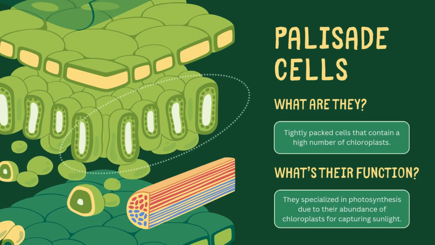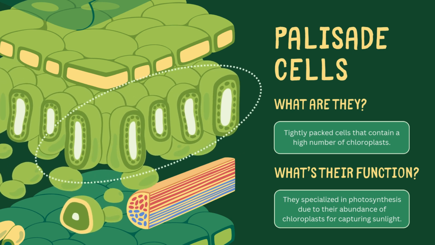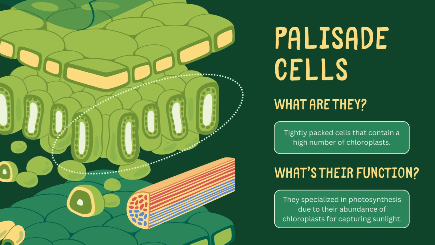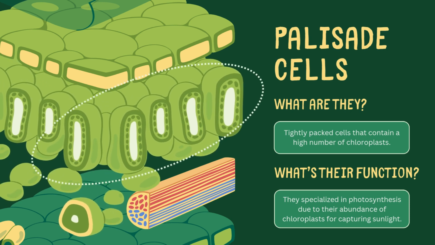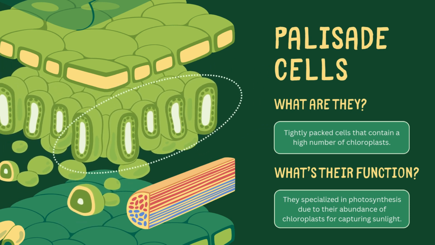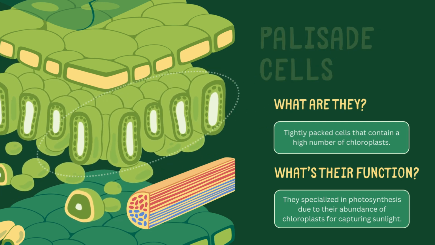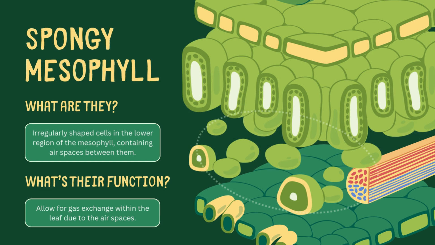4. Palisade cells, Palisade Mesophyll. What is it? Column-shaped cells packed tightly just below the upper epidermis. Function: main site of photosynthesis because these cells have lots of chloroplasts, which contain chlorophyll. They absorb light efficiently.